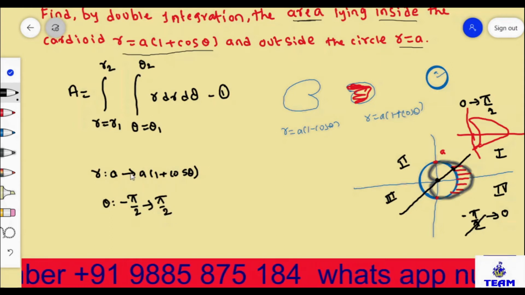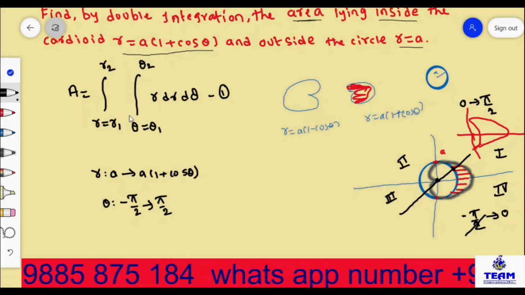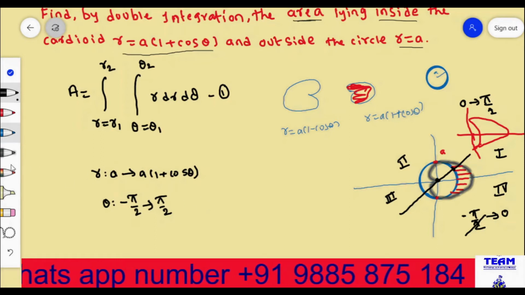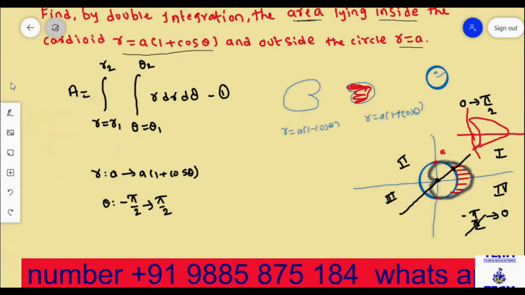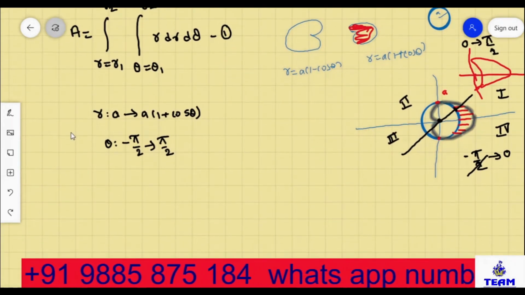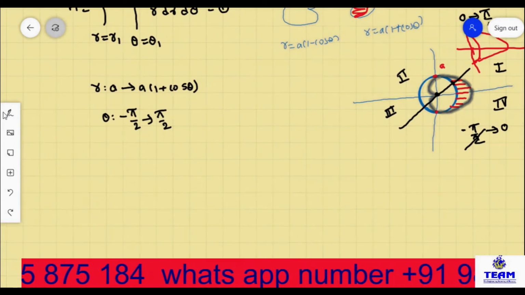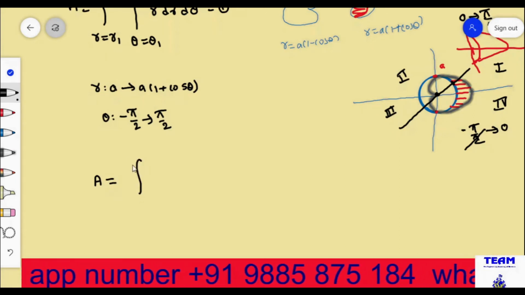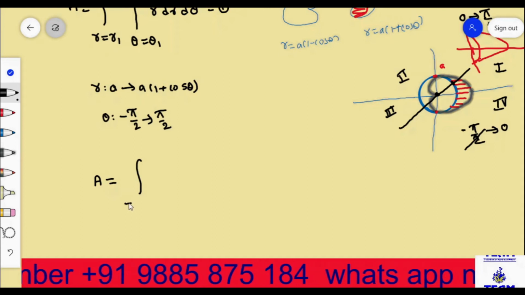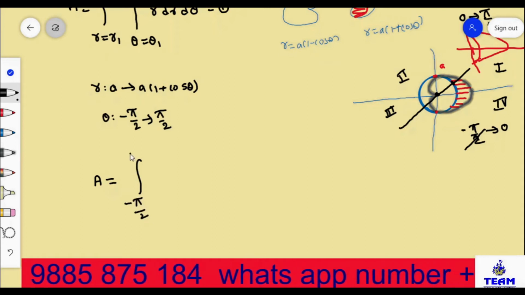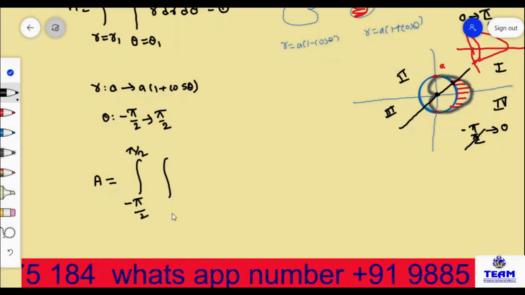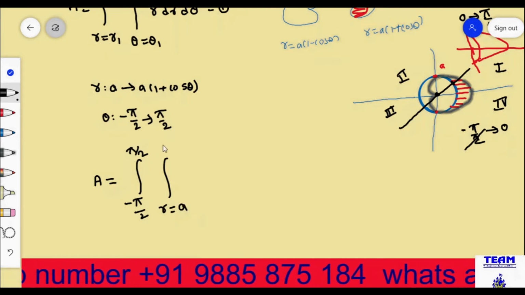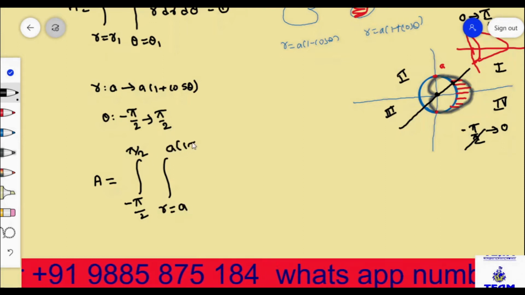Right. Now we have to substitute the limits in this area formula. Friends, if you get these limits right, you may get one more mark. Now I am substituting. A is equal to double integral. First theta, because theta limits are constant only: minus pi by 2 to pi by 2. The other limit is r. The lower limit is the circle, so r is equal to a, and the upper limit is a into (1 plus cos theta).